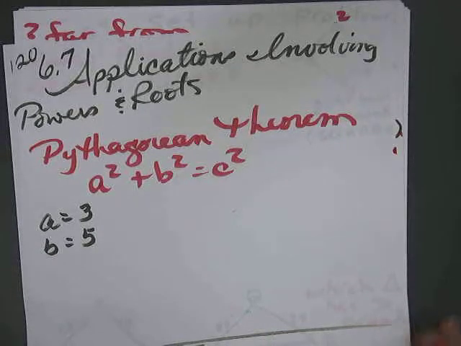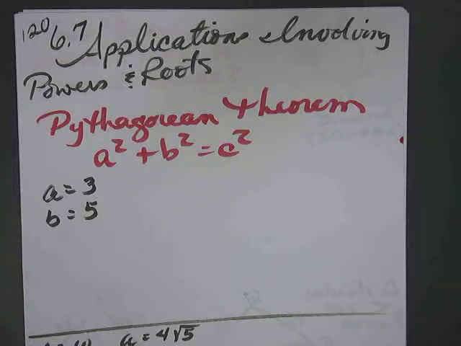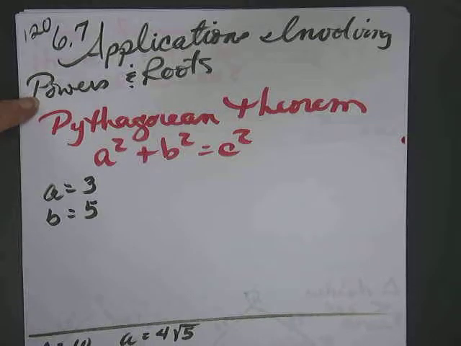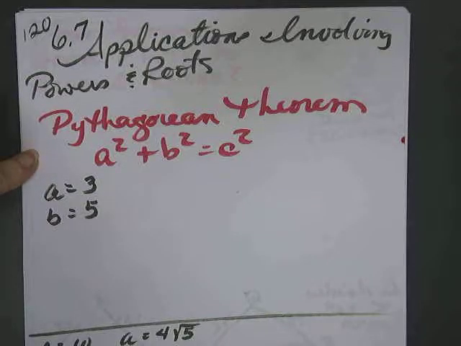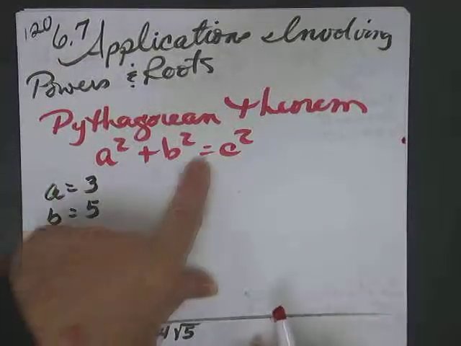Okay, 6.7, applications involving colors and routes. Actually it starts out with just plugging and chugging on the Pythagorean theorem. And then there's applications that have the Pythagorean theorem and stuff in it. So this one, all you gotta do is plug it into this.